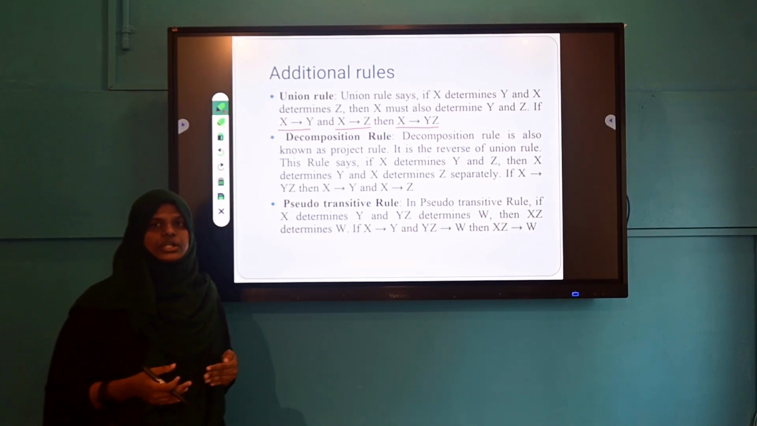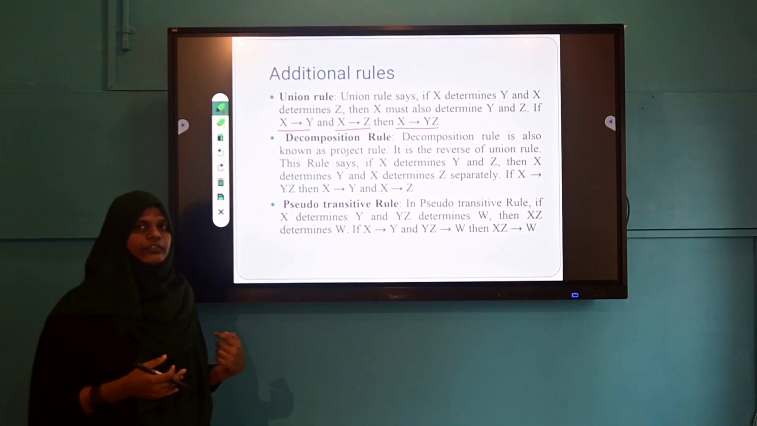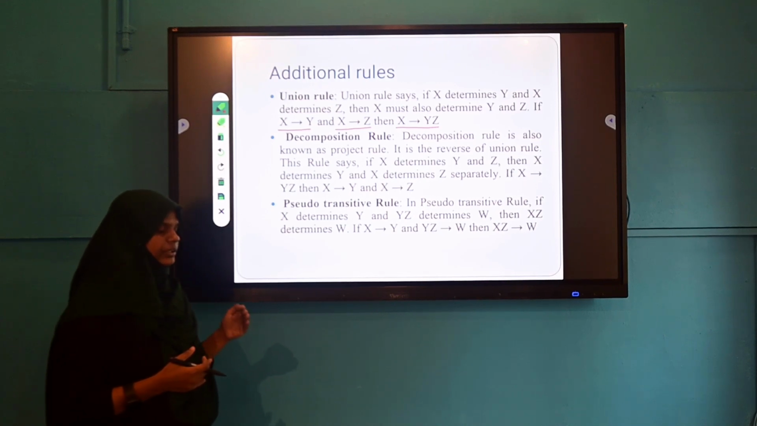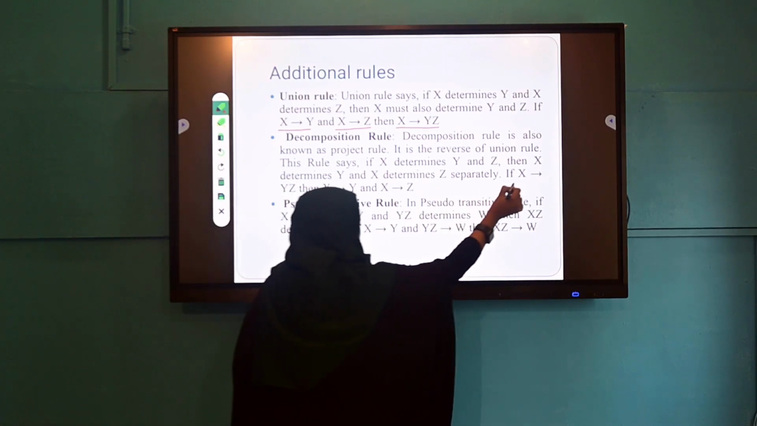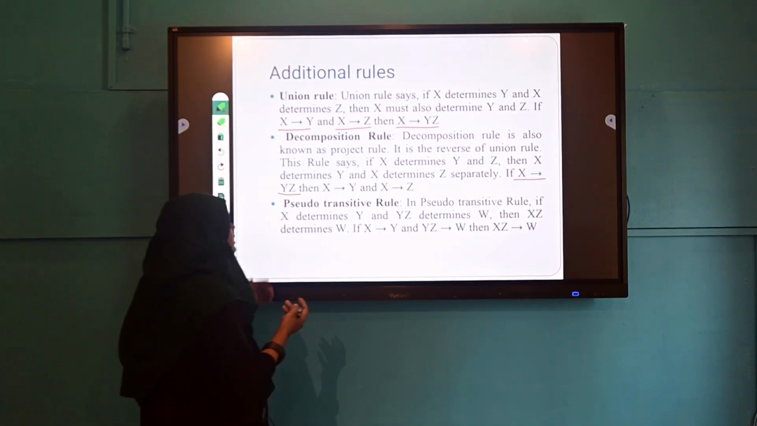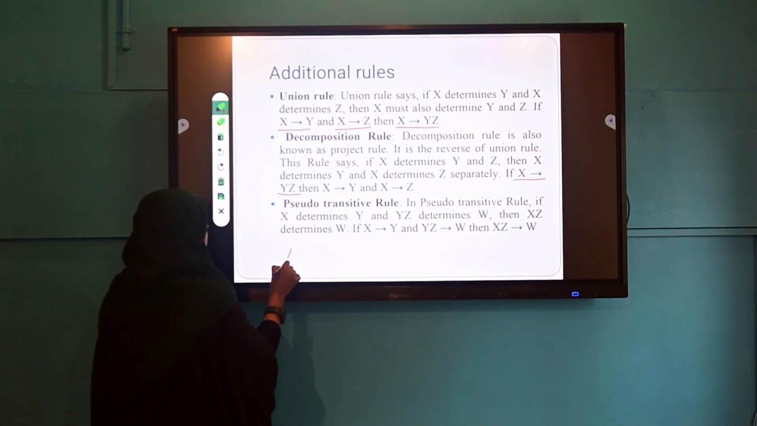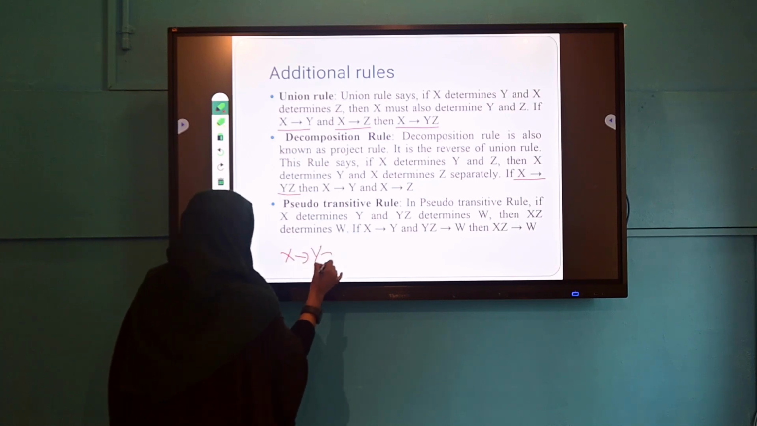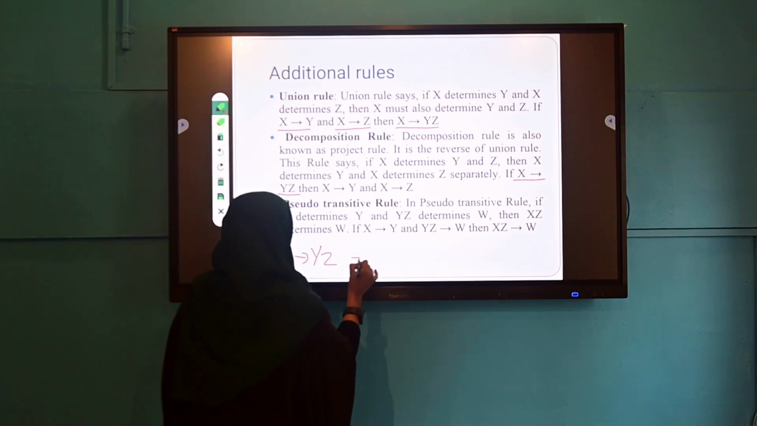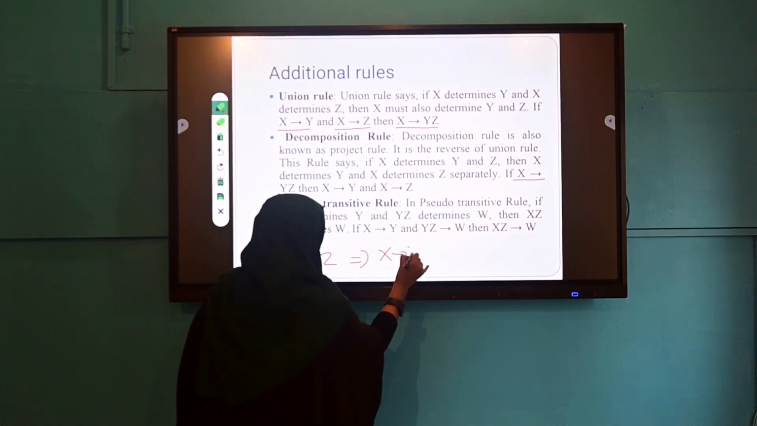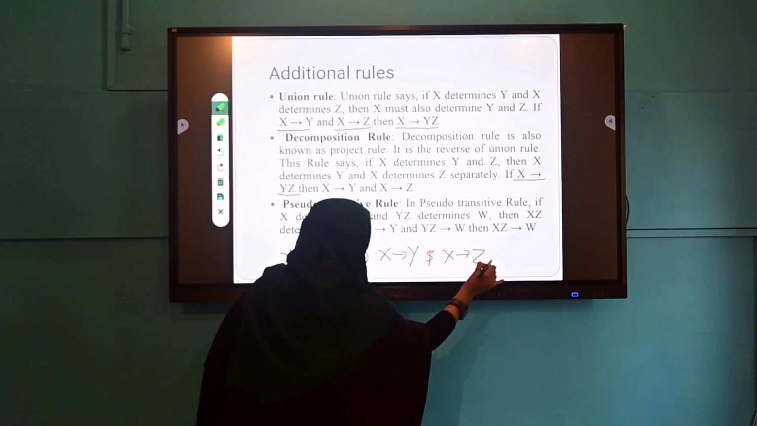Next one is decomposition rule. Decomposition rule is just the reverse of union rule. That means we have one relation having the functional dependency X gives YZ. Then we can decompose the functional dependency X gives YZ into two parts, that is X gives Y and X gives Z.